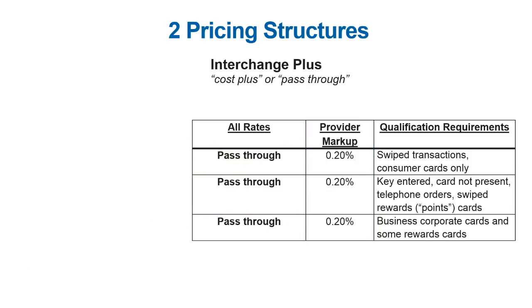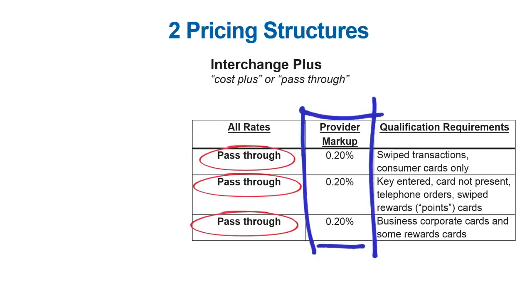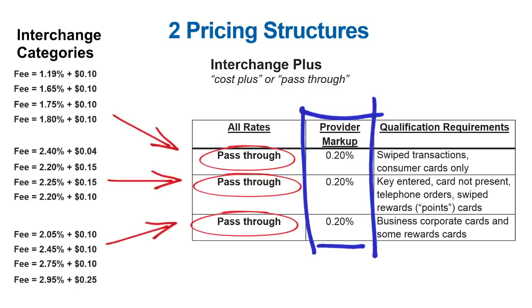Interchange Plus pricing passes the actual interchange cost through to you, and a small provider charge is added. Also referred to as provider markup, this fee varies widely based on a variety of factors and can range from 5 basis points up to 1.5% or even higher.